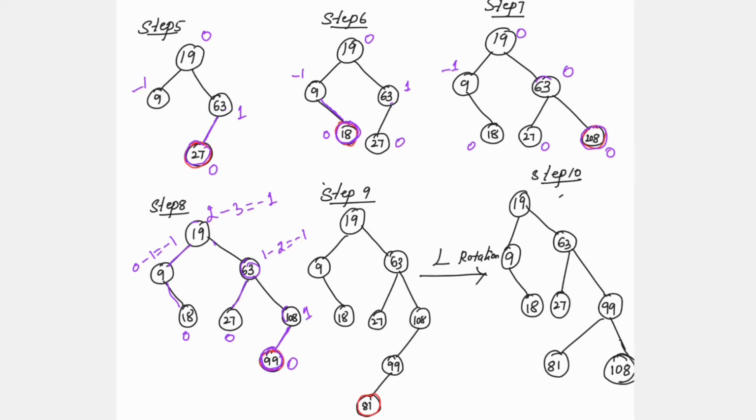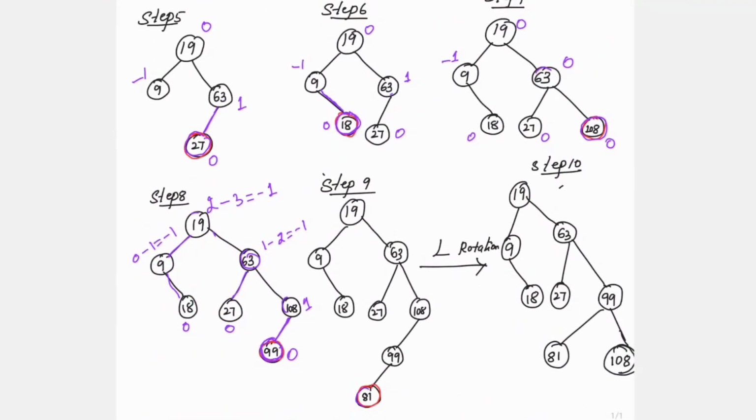Next comes inserting the node 81. When you place 81 here, check the balance factor. This is 0, this one is 1 minus 0, this one is 2 minus 0, so it is 2, this one is 0, this one is 0, this 9 is 0 minus 1 equals -1, 63 is 1 minus 1, 2, 3, it is -2, and for 19, 1 and 2, 2 minus 1, 2, 3, 4. This tree is imbalanced. If you see, you got a value -2.